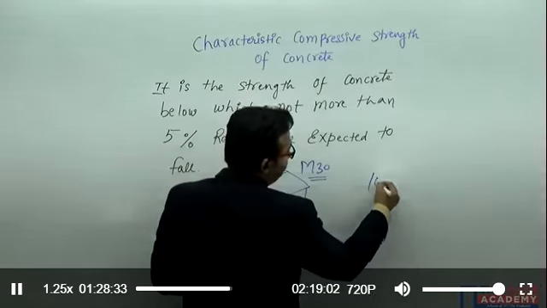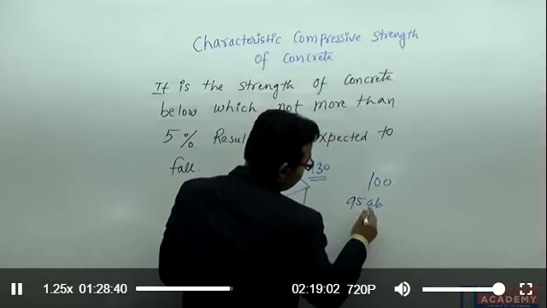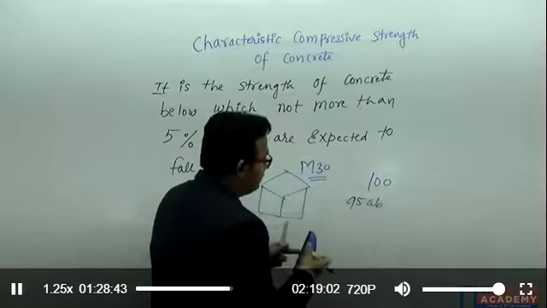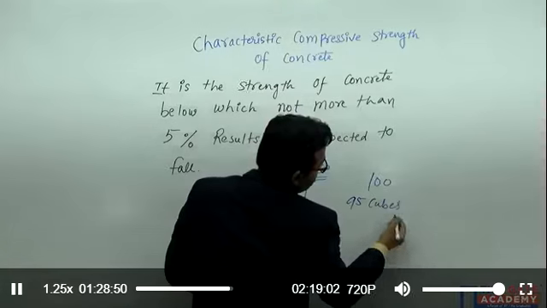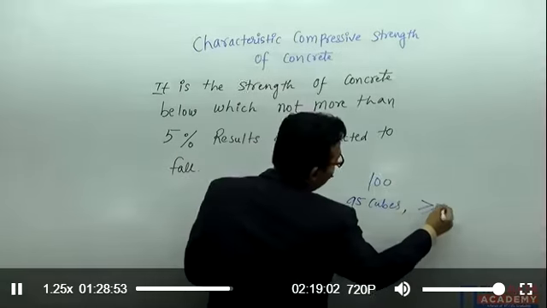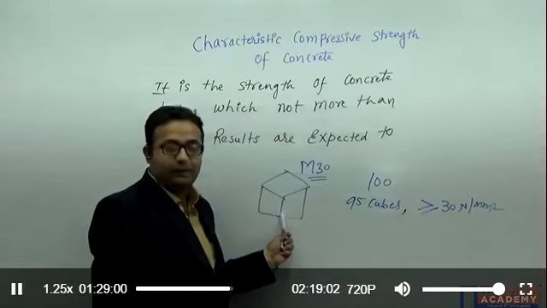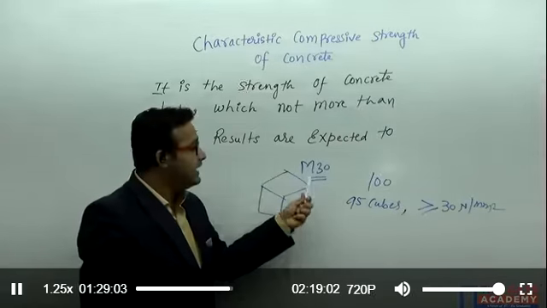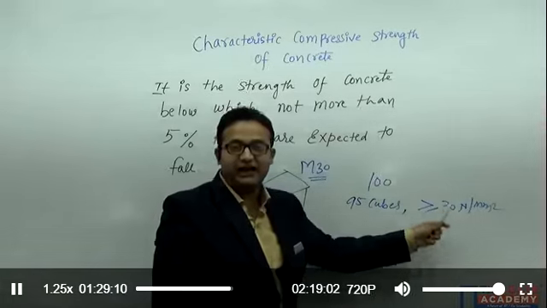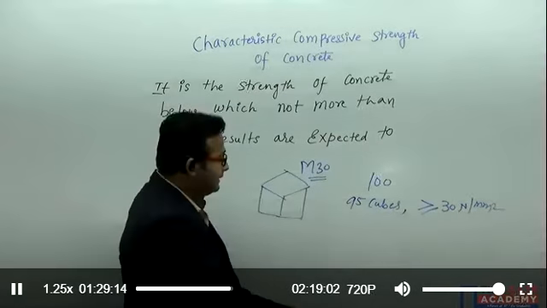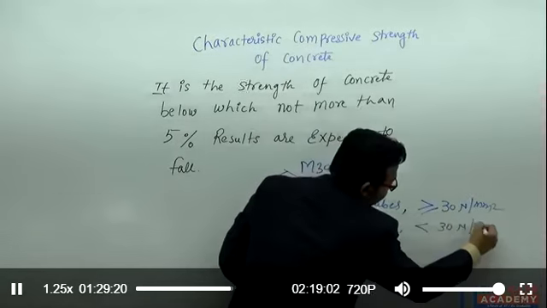Total 100 cubes I have prepared. And out of these 100 cubes, suppose 95 cubes are giving me strength greater than or equal to 30 Newton per mm square. What I did here, actually, I have prepared 100 cubes for M30 grade of concrete, and when I tested in the compression testing machine, I saw 95 cubes are giving me strength greater than or equal to 30 Newton per mm square. But only 5 cubes are giving me strength less than 30 Newton per mm square.